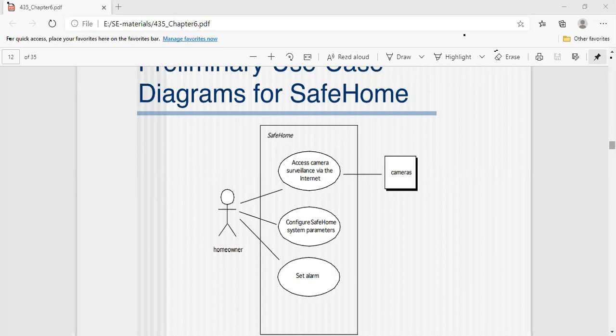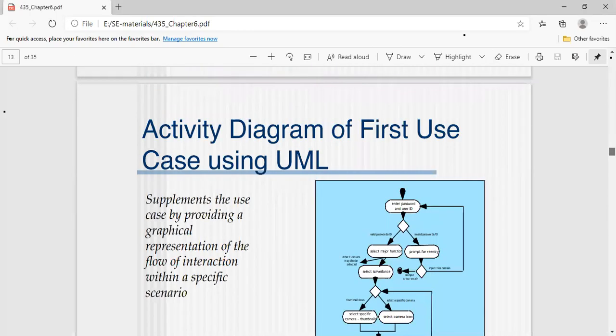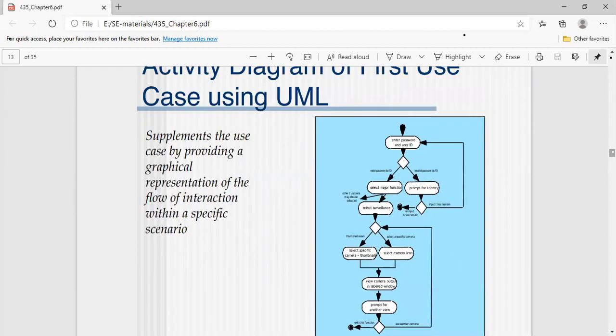Next, for the same safe home, if you see the activity diagram, this is another kind of UML diagram. The previous one is a use case diagram. This is the activity diagram. These two are for home safety. This is a graph-like flow, a flow of interaction.